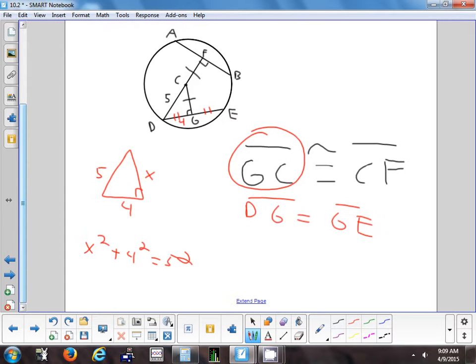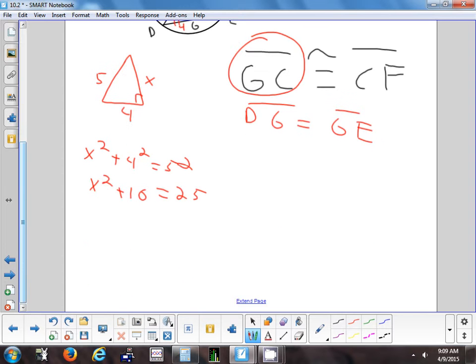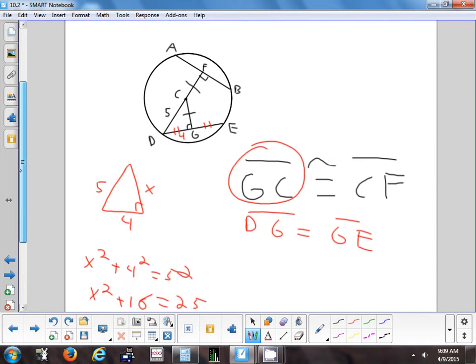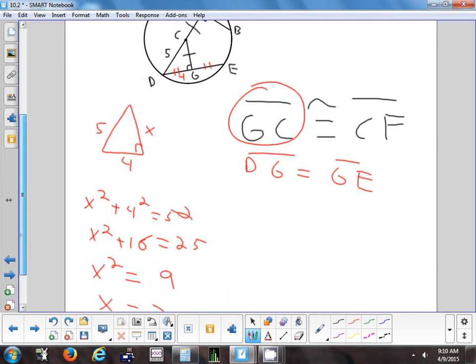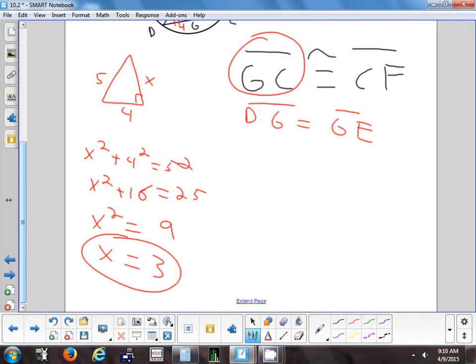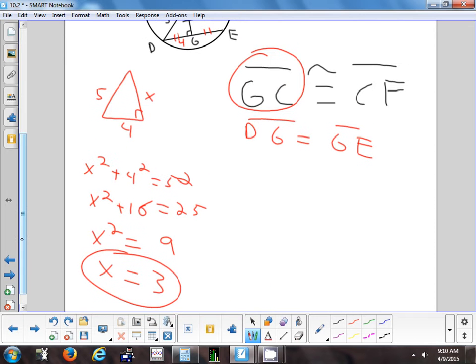So x squared plus 4 squared equals 5 squared. How do we get 16 on the other side? Subtract. So how big is x? 3. And remember, x is a length. In this case, you don't use the negative 3, because length can't be negative. So now you've got GC, but that's really the same as CF, and we're done.